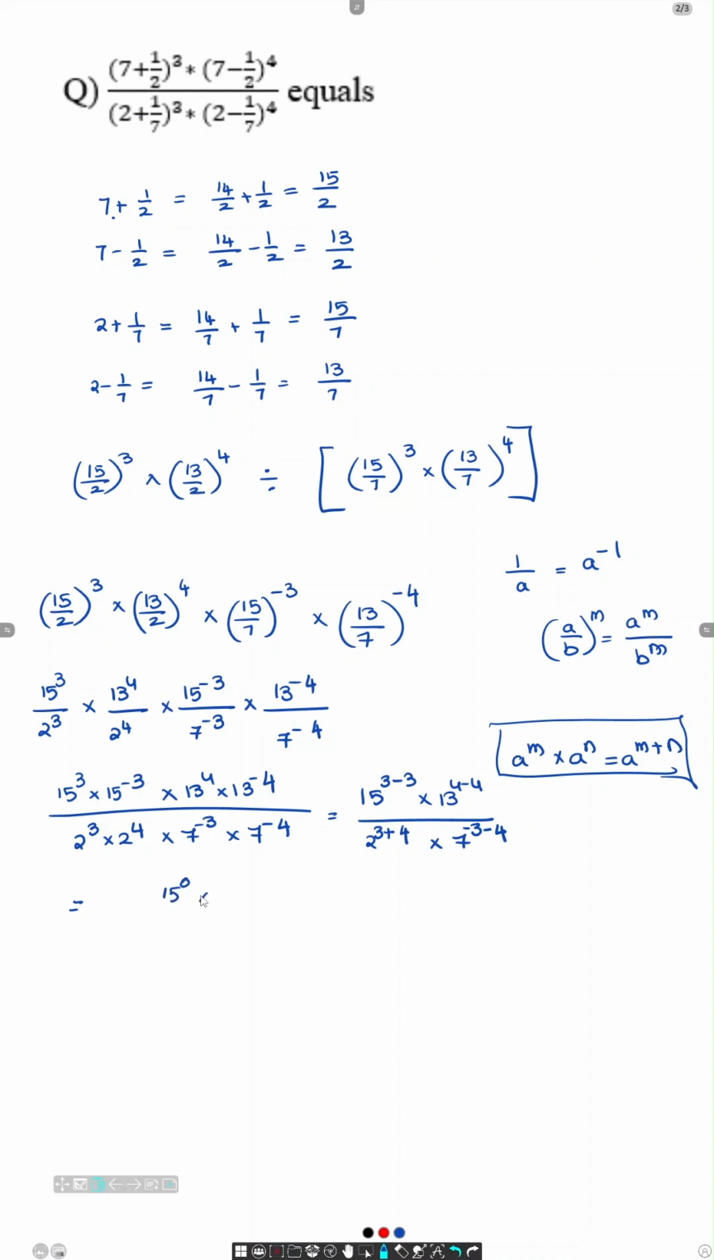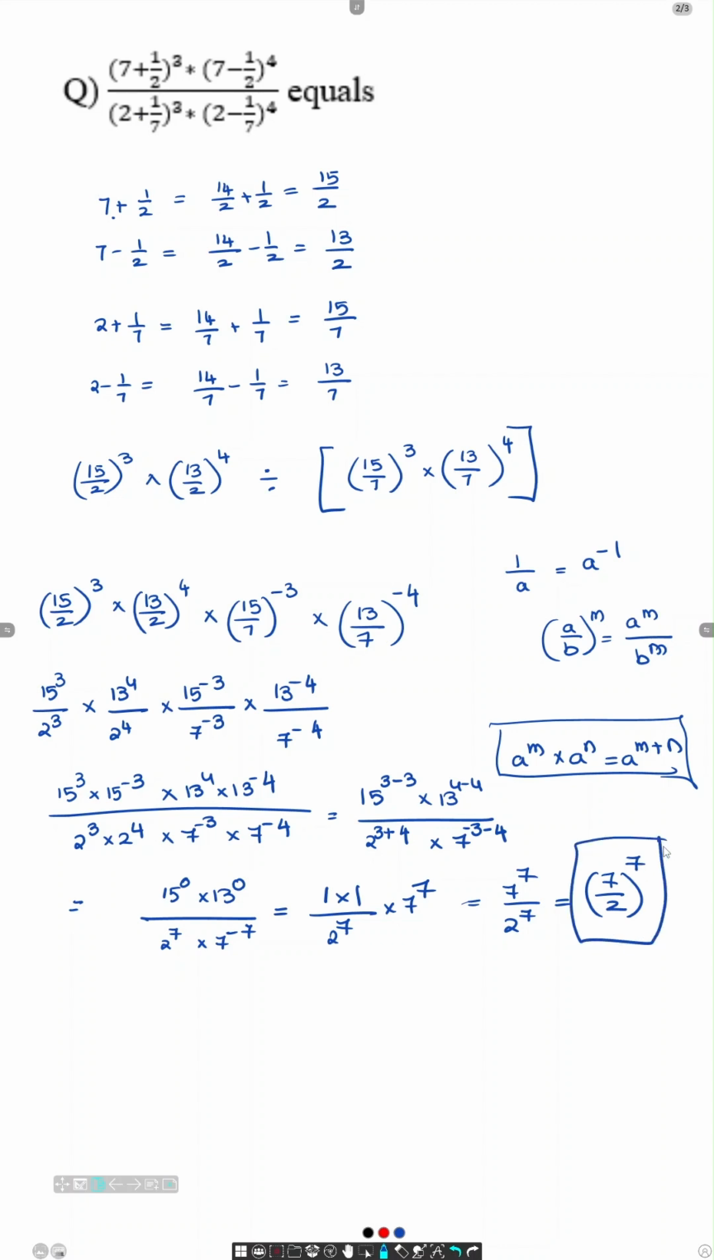15 power 0 into 13 power 0 by 2 power 7 into 7 power minus 7. According to the negative index law, 7 power minus 7 can be written in the denominator as 7 power 7. In the numerator, 15 power 0 and 13 power 0 are 1 into 1, by 2 power 7 into 7 power 7, which gives us 7 power 7 by 2 power 7, which we can write as (7 by 2) whole power 7. This is the answer.